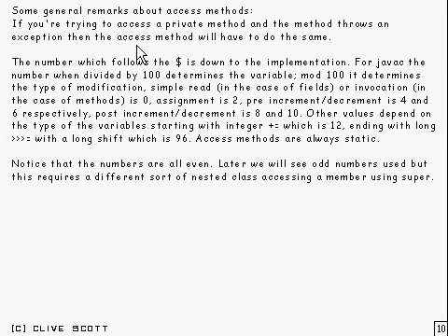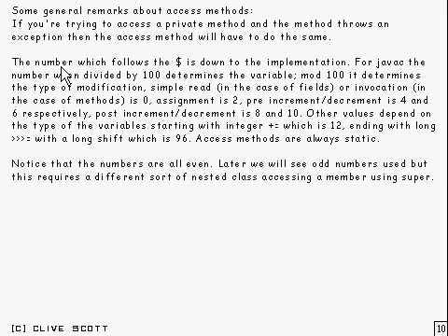And now some general remarks about access methods. So, first of all, if you're trying to access a private method and that private method throws an exception, then the access method will have to do the same thing, and the compiler will do that for you. It will indicate that it also throws the same exception.